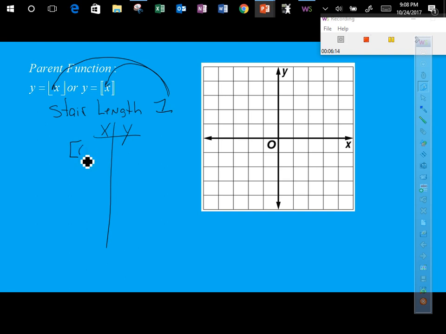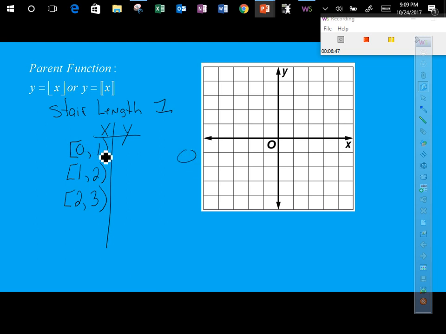So I'm going to start with 0 and go all the way up to 1, but I'm not going to include 1 because that's my stair length. My next length would be bracket 1 to 2. Let's include 1 but not include 2. My next one, let's include 2 but not include 3. Now picture this. If I plug in 0 and round it down, I get 0. So remember we just said 0 for a second.